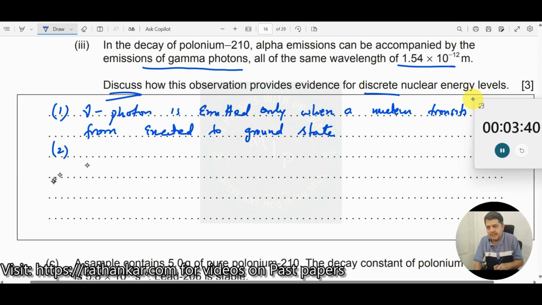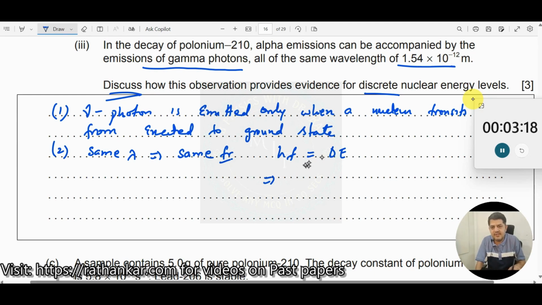Then the second point, because we need 3 points, right? All are of the same wavelength. Same wavelength implies same frequency, and then the energy of a gamma photon, E = hf, is equal to delta E, which means when f is constant and h is constant, delta E is also constant. Which means what? There are constant, different energy levels. The energy levels are not continuous. There is a discreteness over here, right? So we have put across two observations over here.